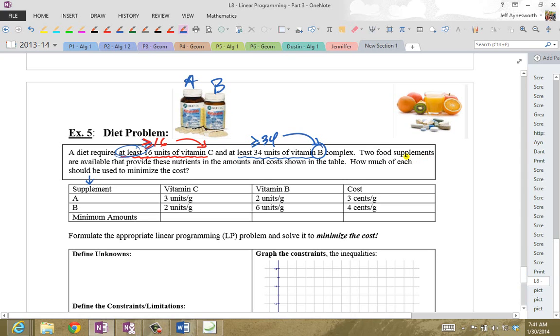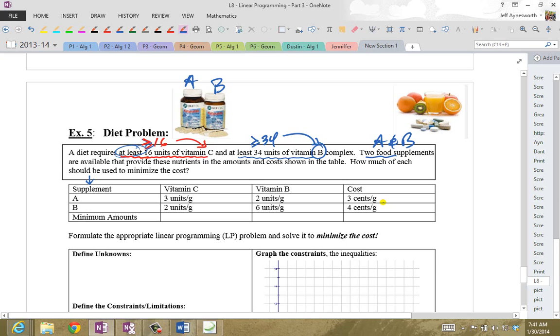So 2 food supplements are available, and we're going to call them A and B. In reality, they have names, and you can go to the health food store and check out all the different types and names. But we're going to call them A and B, and they provide the nutrients in amounts and at costs that are shown in the table. The amounts are in the table for C and B, and the costs are also in the table.